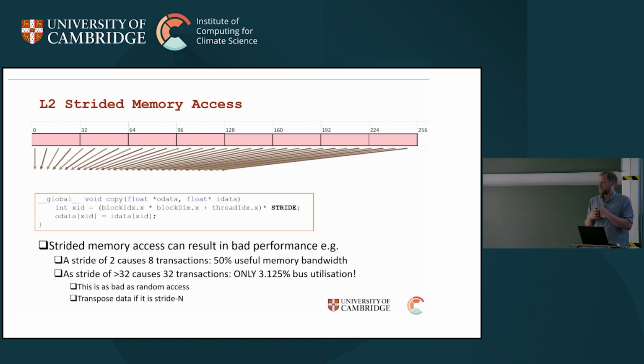Yes? How much time do you save by losing strided access compared to the time you take to perform transfers? So the question is: is it better to do a transpose, which costs compute, than simply having a bad access pattern? The answer is it depends.